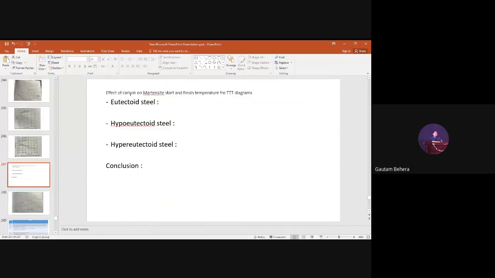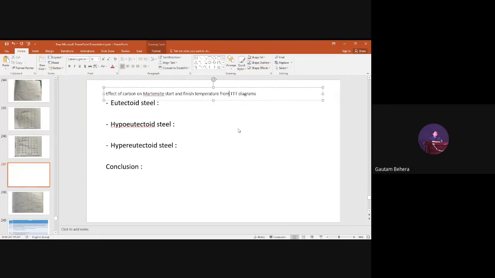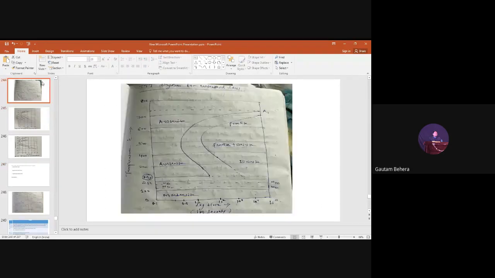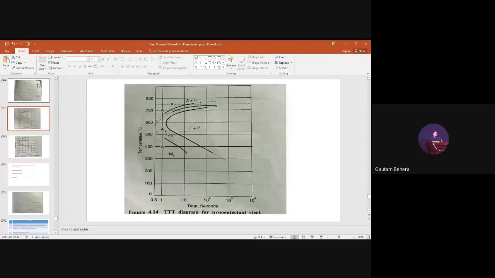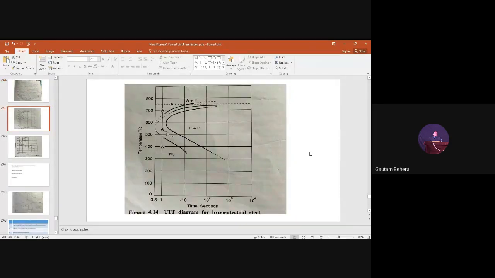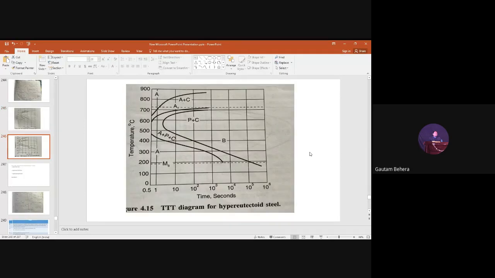Now the question is the effect of carbon on Martensite start and finish temperature from the TTT diagram. Right? Can you people tell me quickly? I want an answer from you. What is happening to the MS temperature with change in type of steel, carbon steel? This is for eutectoid steel MS temperature. This is for hypoeutectoid steel MS temperature, and this is the hypereutectoid steel MS temperature.